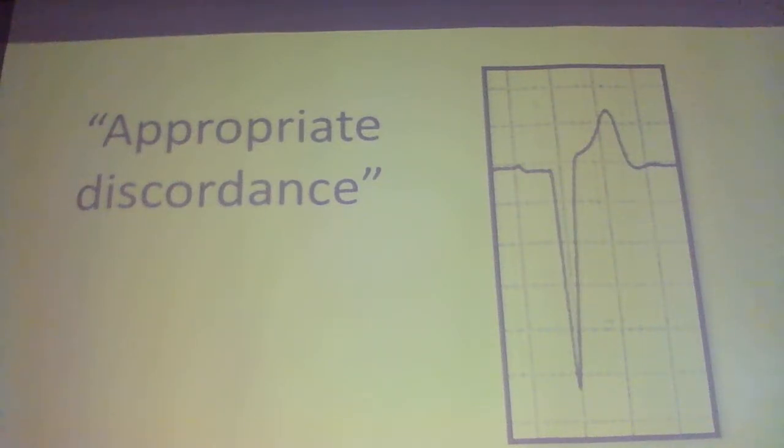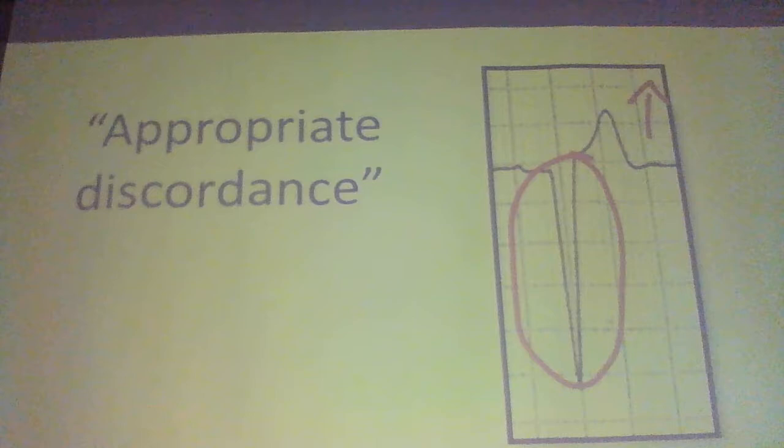This is what we normally see in left bundle branch block. So when somebody has a left bundle branch block pattern on the ECG, if they have a negative QRS complex, then the ST segment tends to appear elevated. Conversely, if they have a positive QRS complex, then the ST segment tends to appear depressed. In other words, there is discordance between the direction of the QRS complex and the direction of the ST segment, normally in left bundle branch block.